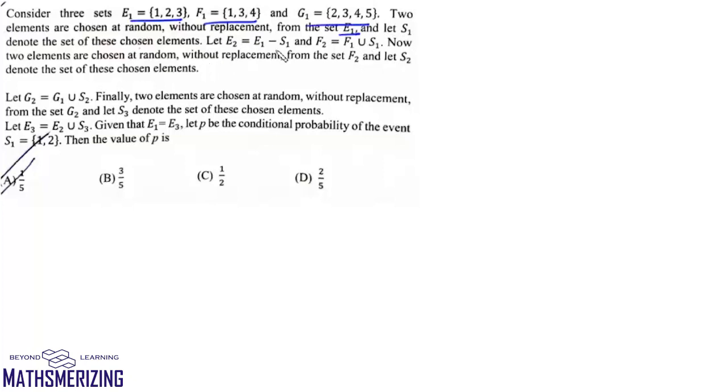of these chosen elements. Let E2 be E1 minus S1 and F2 be F1 union S1. Now two elements are chosen at random without replacement from the set F2 and let S2 denote the set of these chosen elements. Now G2 is G1 union S2 and finally two elements are chosen without replacement from the set G2 and let S3 denote the set of these chosen elements.